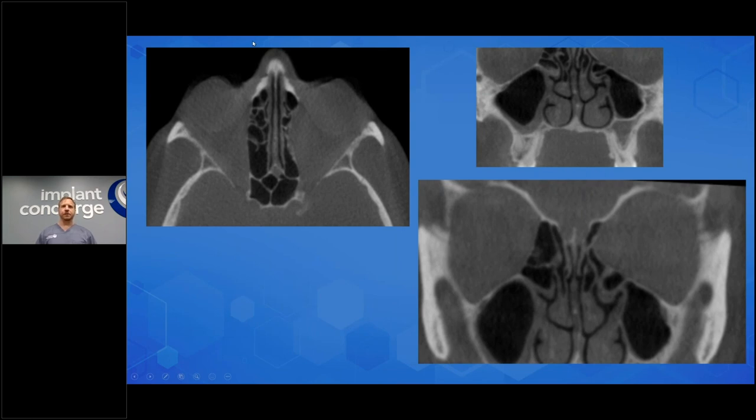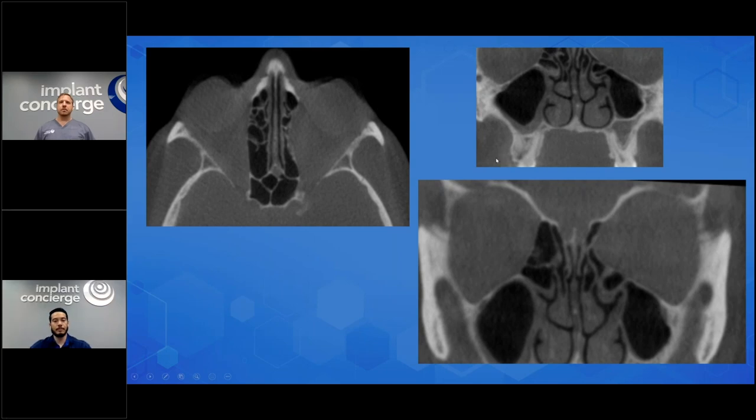This is a really interesting case. I've never seen anything like that. And I don't know what kind of tumor would cause just perfect, almost round or oval-shaped expansion and just push all the walls of the maxillary sinus medially. Not maxillary sinus, ethmoid air cells.